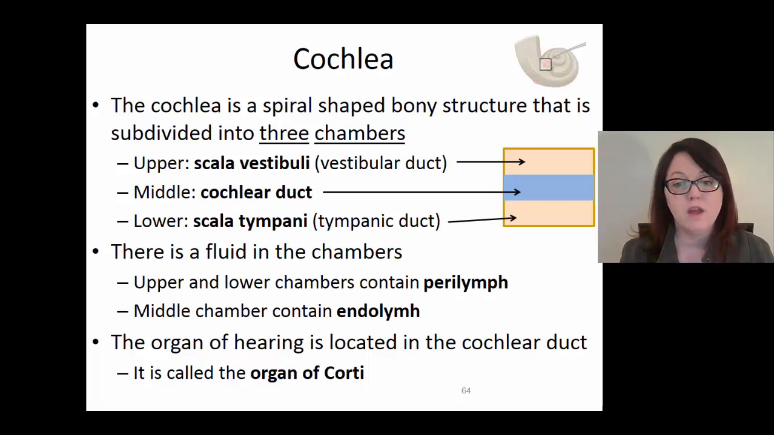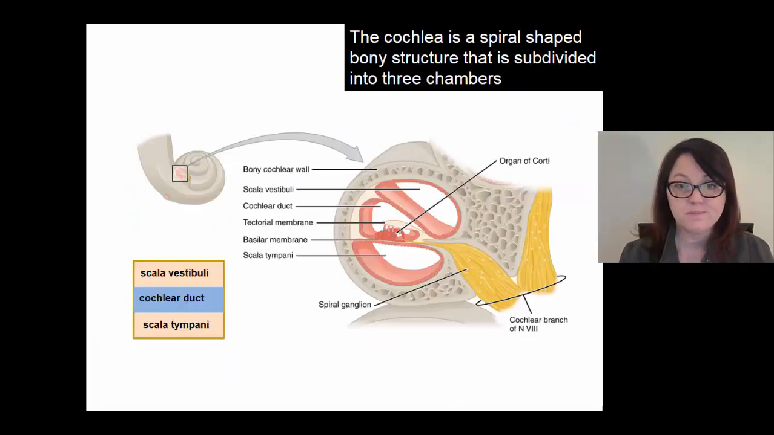Like, for example, endolymph contains a high amount of potassium. Normally potassium isn't found in a high concentration in an extracellular fluid, but it is in the endolymph. The main organ for hearing is actually found in the cochlear duct, and the organ for hearing is called the organ of Corti. So in this picture here, we can see we've taken a section through the cochlea, and we can see those three chambers: the scala vestibuli, the cochlear duct, and the scala tympani.